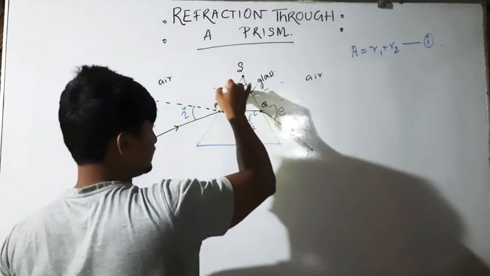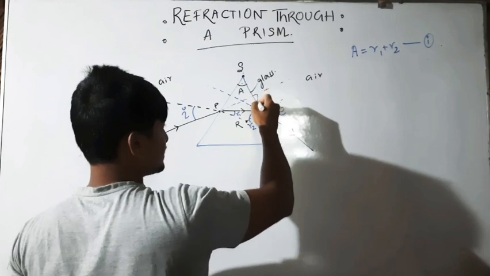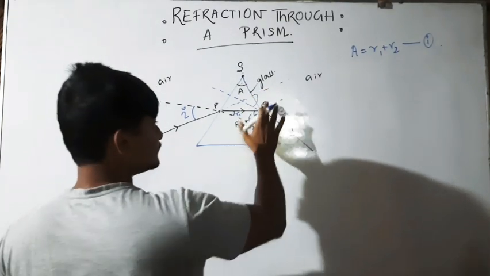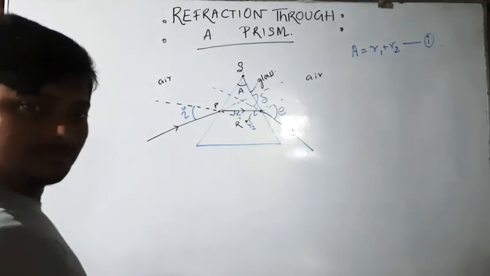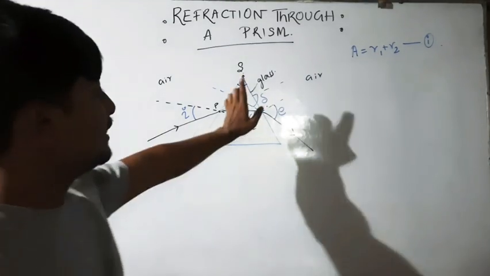So if I draw this line backward, I will be getting another angle here. This angle is known as the angle of deviation.